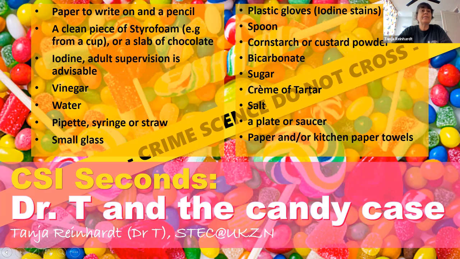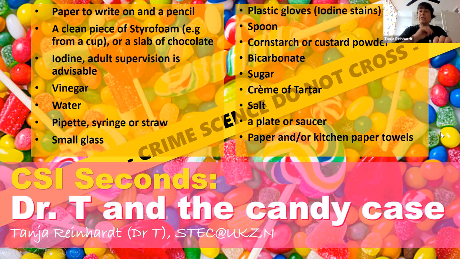We need some vinegar, some water, a pipette, syringe or straw, small glasses, plastic gloves if you're working with the iodine, because iodine usually stains, a spoon, and then we either need cornstarch or custard powder. We need bicarbonate, sugar, cream of tartar, salt, a plate or saucer, or maybe two, paper and or kitchen paper towels just to protect the surface, and you know, it can be a little bit messy. All right.